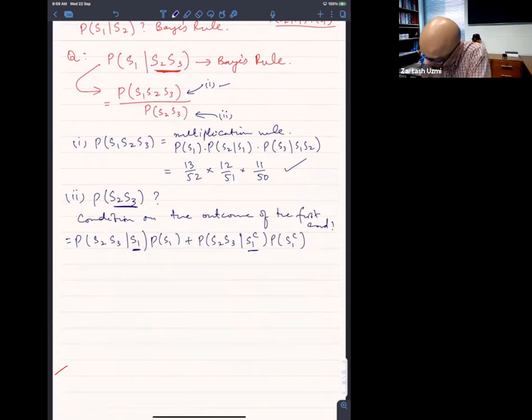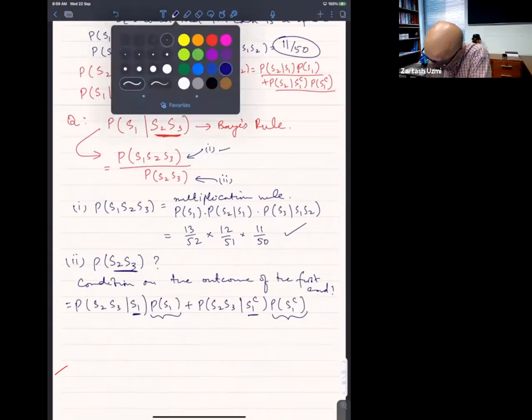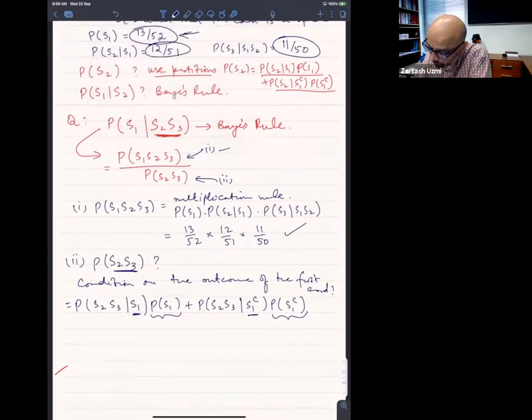Okay. Now, how do I calculate this? Probability of S1. पता है हमें. Probability of S1 complement. ये भी हमें पता है, हमने मालूम की हुई है. 13 by 52 or 1 minus 13 by 52. What about these other two guys? Probability of S2 and S3 given S1. It's not too difficult to find.